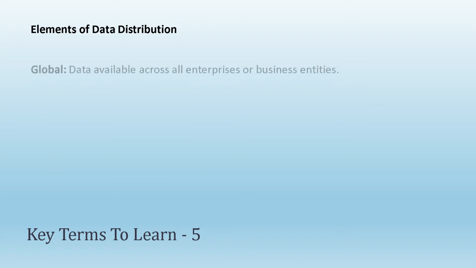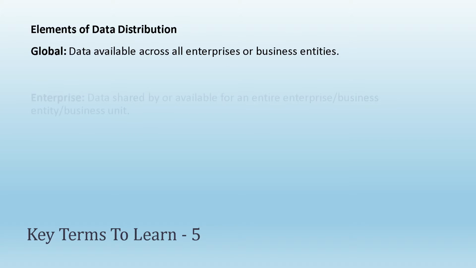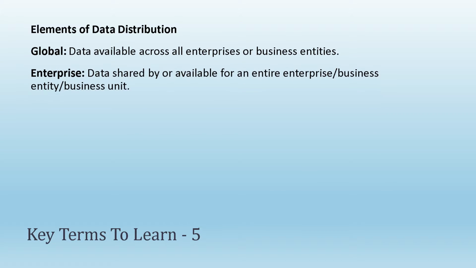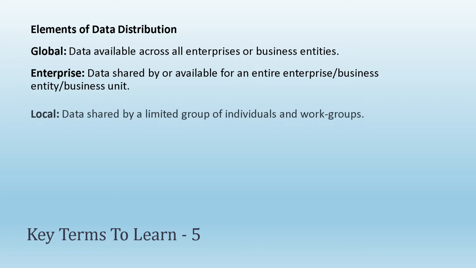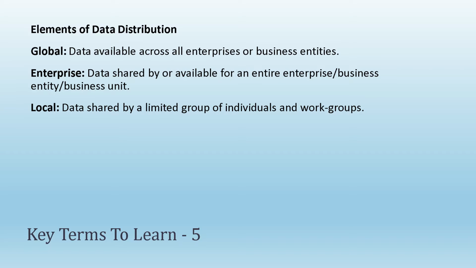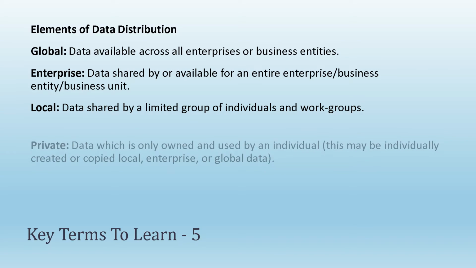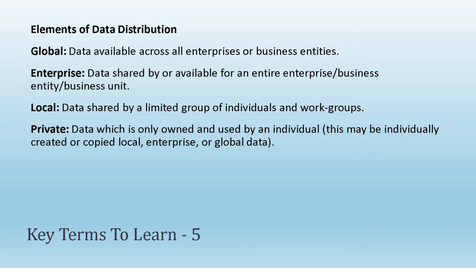Elements of data distribution. Global: data available across all enterprises or business entities. Data shared by or available for an entire enterprise, business entity, or business unit. Local: data shared by a limited group of individuals and work groups. And lastly, private: data which is only owned and used by an individual, and this may be individually created or copied at a local, enterprise, or global data level.